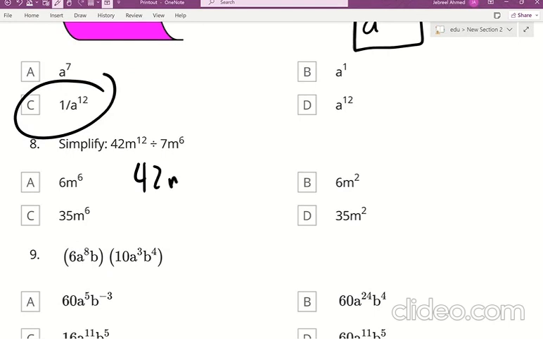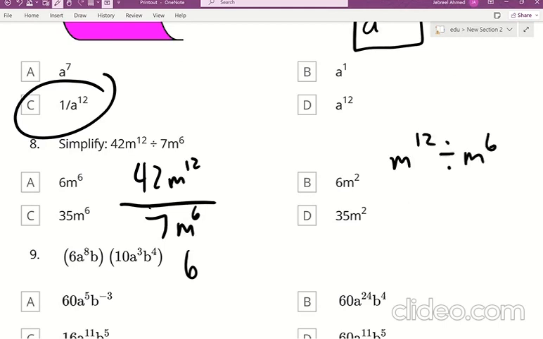Simplify 42m to the 12th power divided by 7m to the 6th power. So 42 divided by 7 gives me 6. M to the 12th power divided by m to the 6th power. Don't forget, when we divide, we have to subtract these two numbers here, or the two exponents. So m to the 12th power divided by m to the 6th power is m to the 6th power.